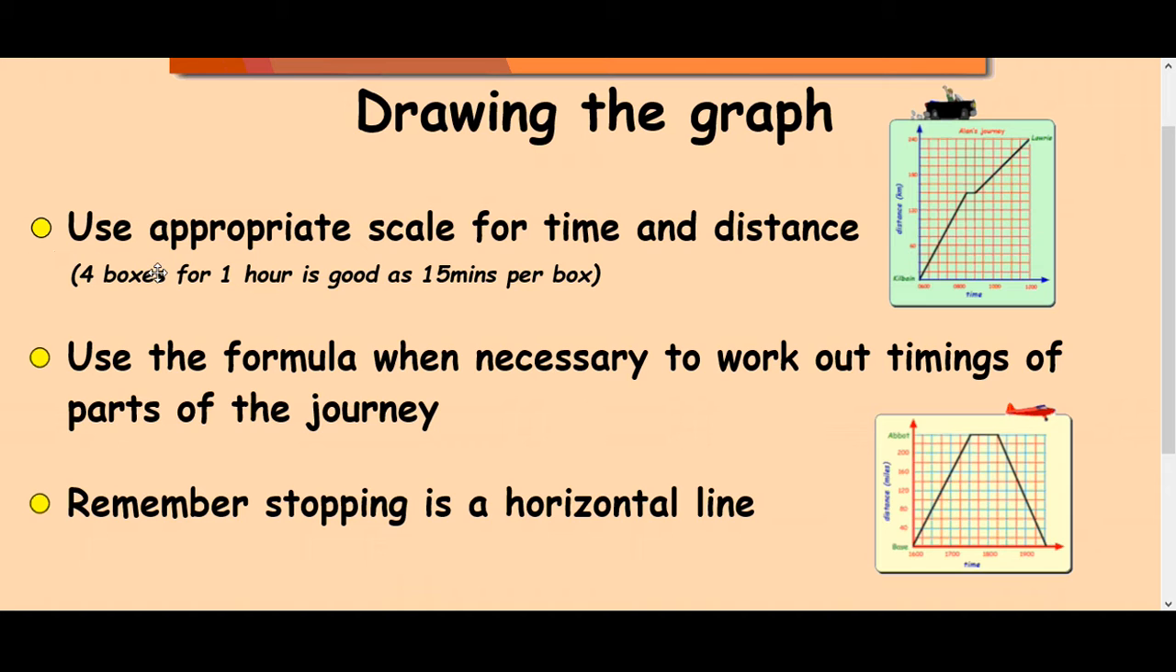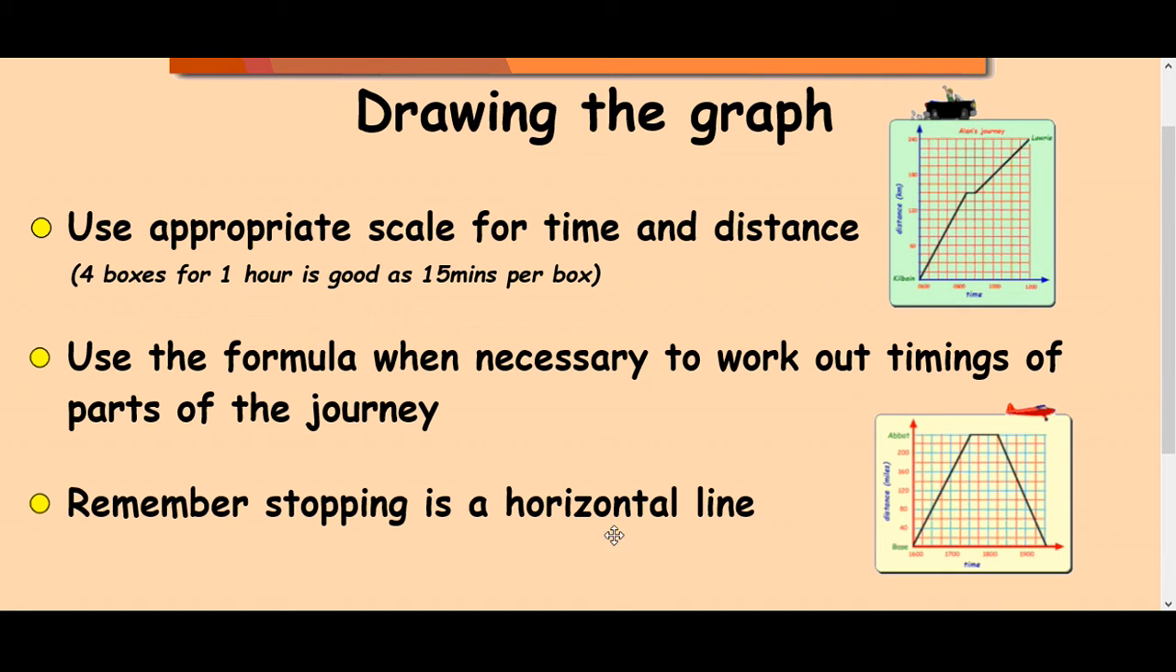What's really good is to go along in hours, but make 4 boxes for 1 hour, because that allows you to go half an hour and 15 minutes and things like that. So every hour to be 4 boxes. Use the formula when necessary to work out timings of parts of the journey. Sometimes they don't give you how long a part took. They might give you the speed and the distance, but it doesn't tell you how long. You need to use your formula to do that.